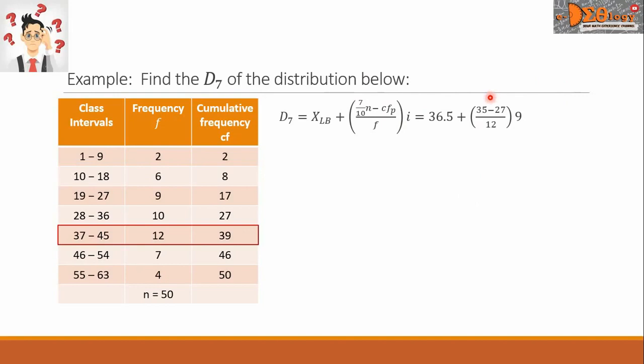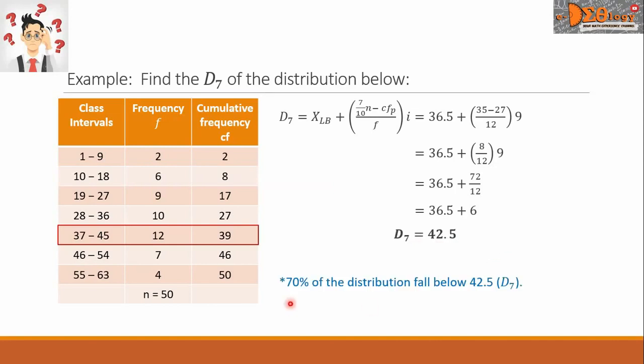Simplifying further, we can take the difference of 35 minus 27. So we have the number 8. Then we multiply 8 by the number 9. So we have 72 over 12. Simplifying this fraction, the quotient is 6. So we add 6 and 36.5. The answer is the 7th decile, that is equal to 42.5.